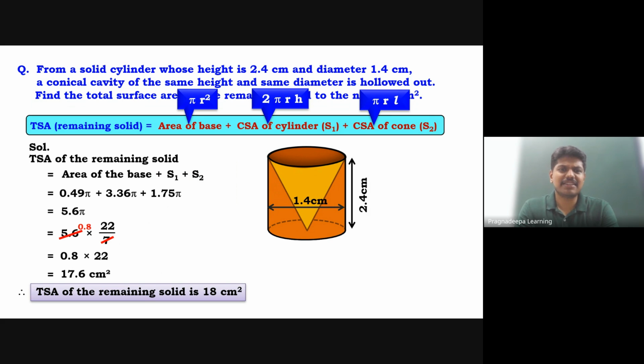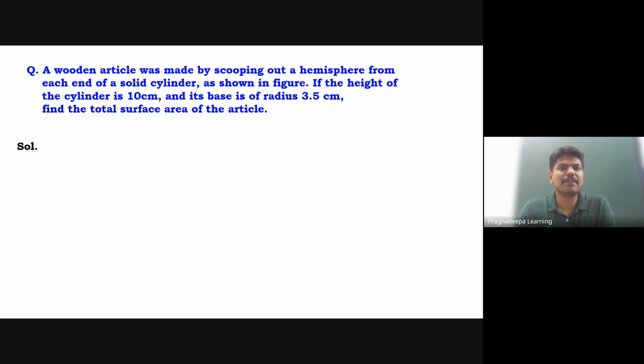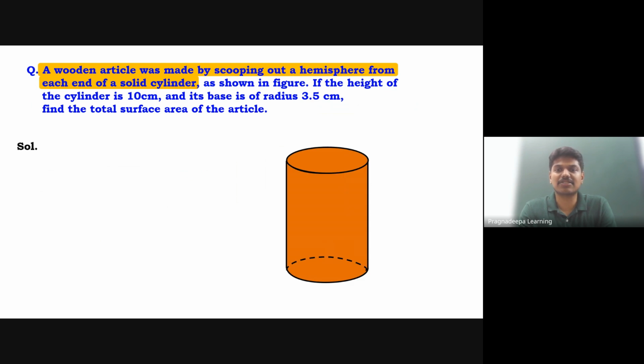Okay, now the very next question is of similar type, students. There is a wooden article which is made by scooping out a hemisphere from the end of a solid cylinder. There is a solid cylinder and they are scooping one hemisphere on one end and another hemisphere on another end. Can you see?